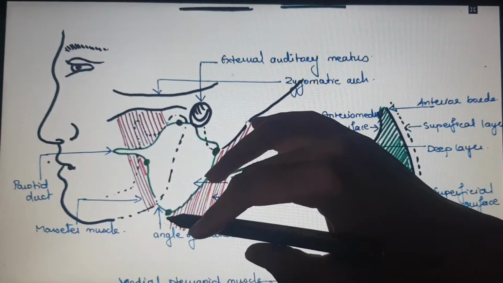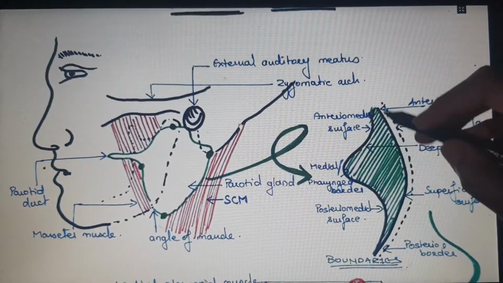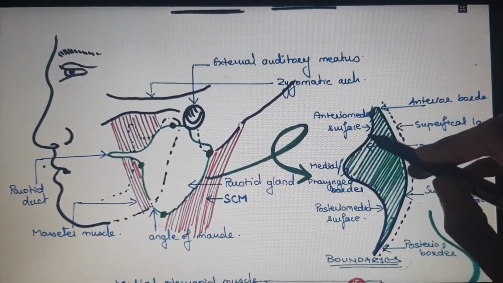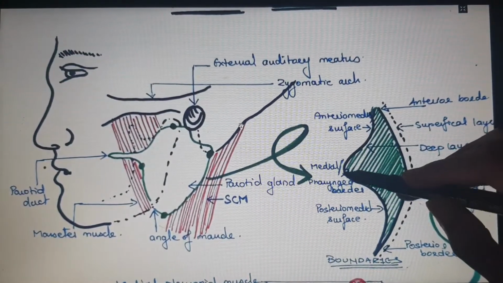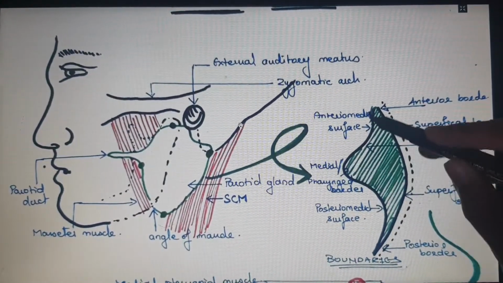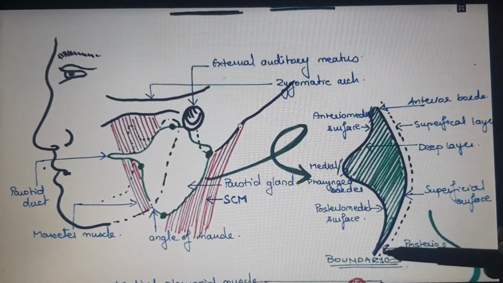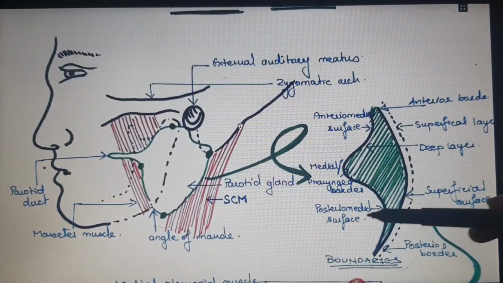If we cut a section of this gland, we can appreciate the boundaries from internally as well. So this is the anterior medial surface. This is the posterior medial surface. This is the medial or pharyngeal border, this entire. This is the superficial surface. This is the anterior point and this is the posterior point.